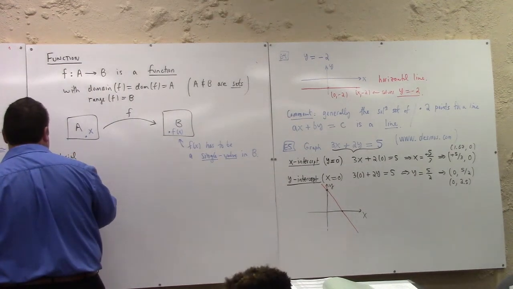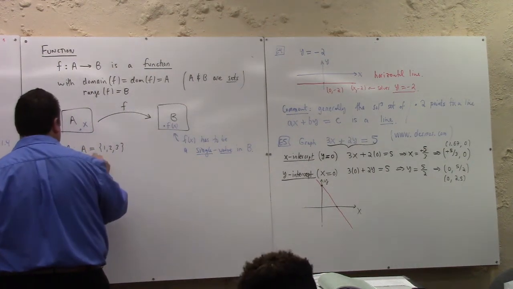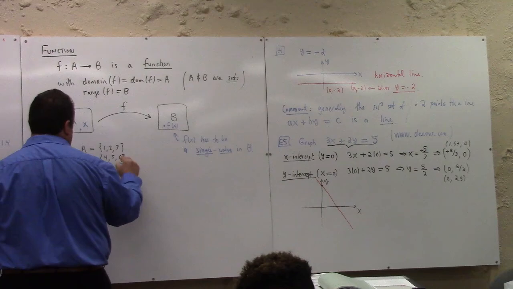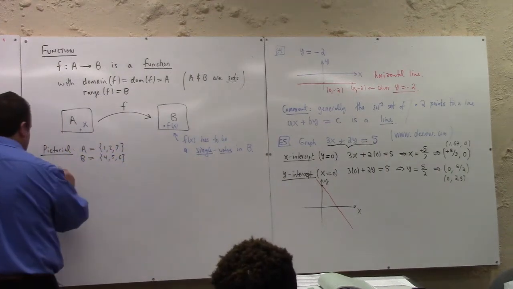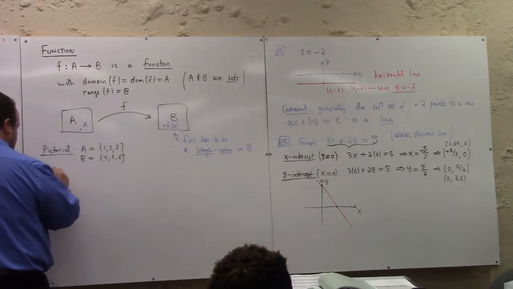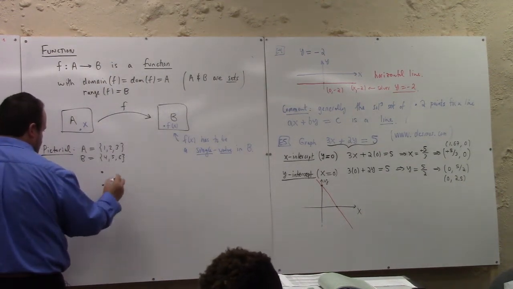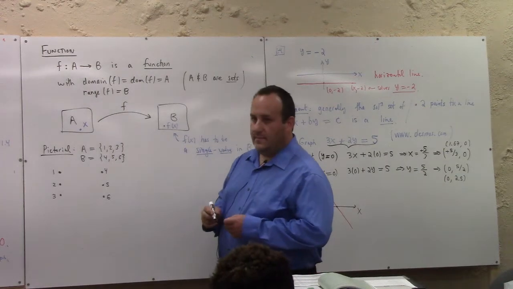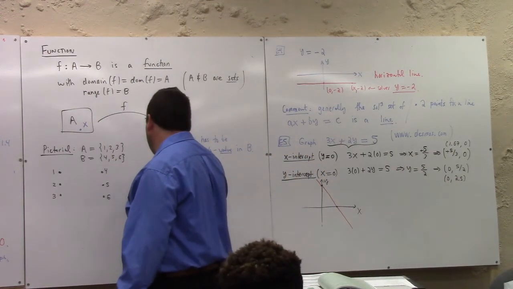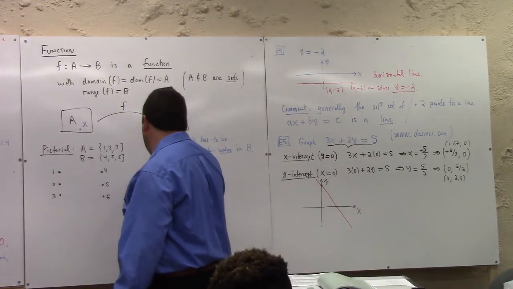Pictorial. So maybe let A be 1, 2, 3, and let B be 4, 5, 6. All right. So you can draw a picture like this. Here's 1, here's 2, here's 3, and over here I can put 4, 5, and 6, right? Let me draw a couple of these pictures, all right? I'm going to give you one that's a function, and one that's not.